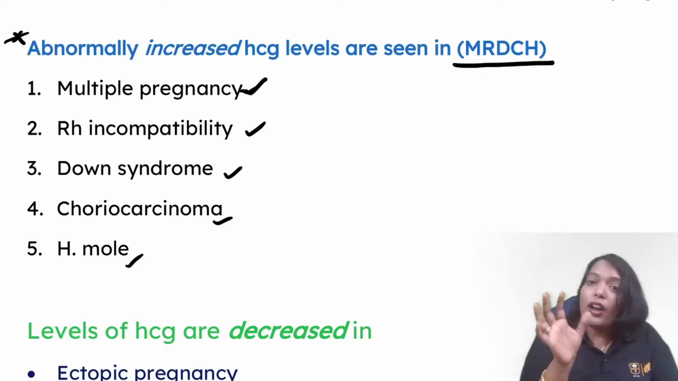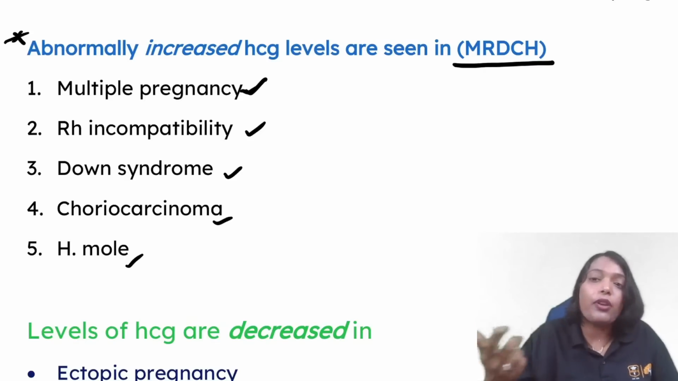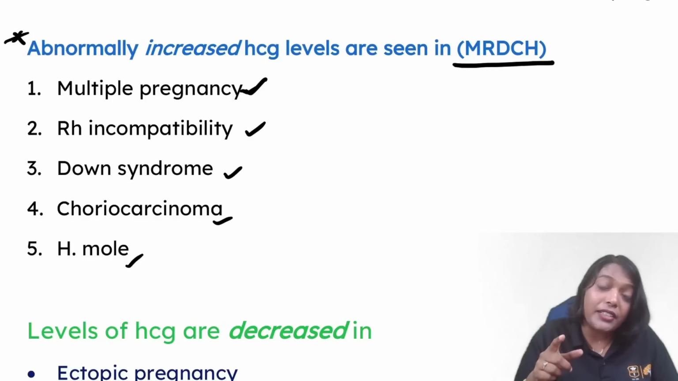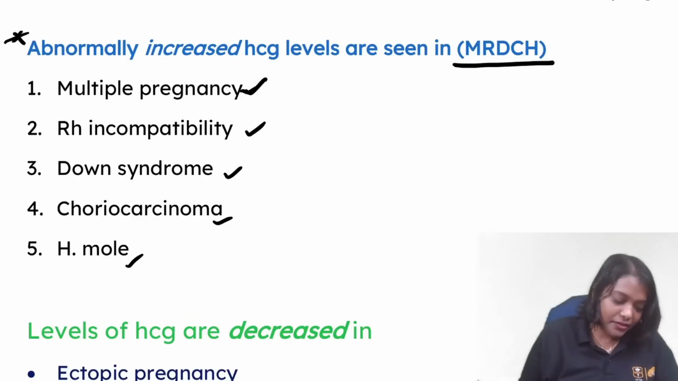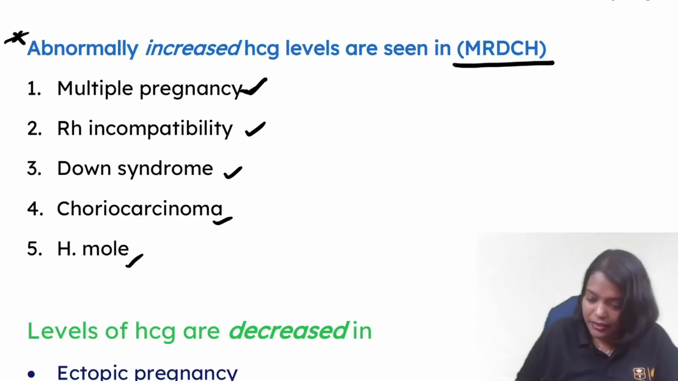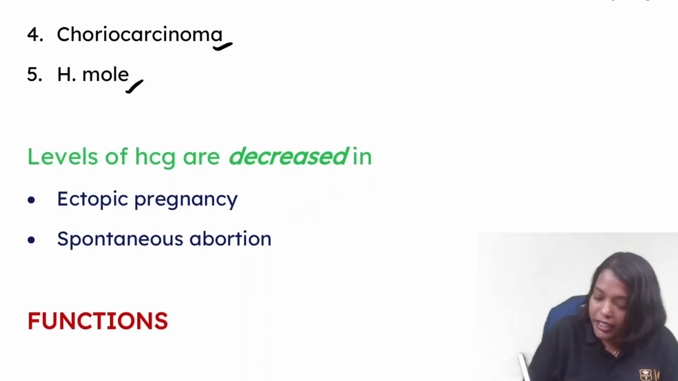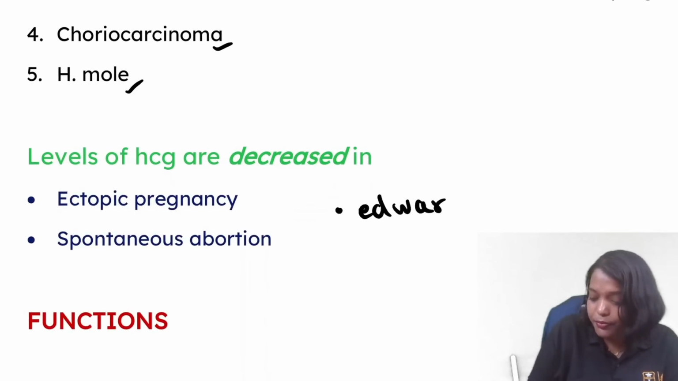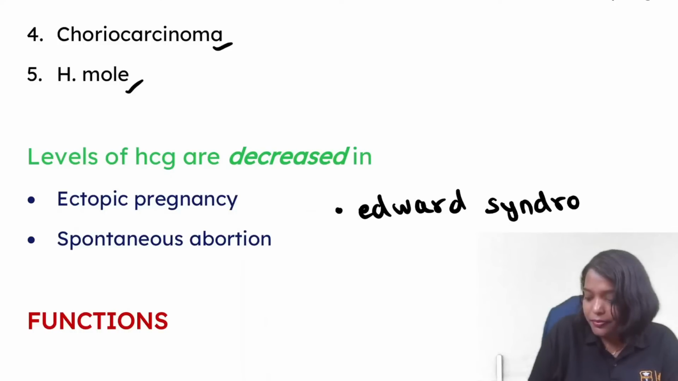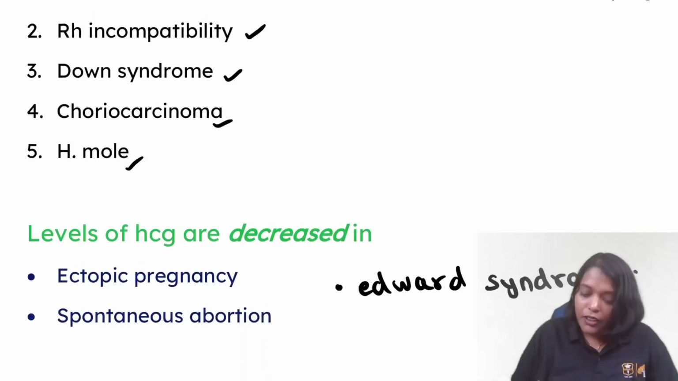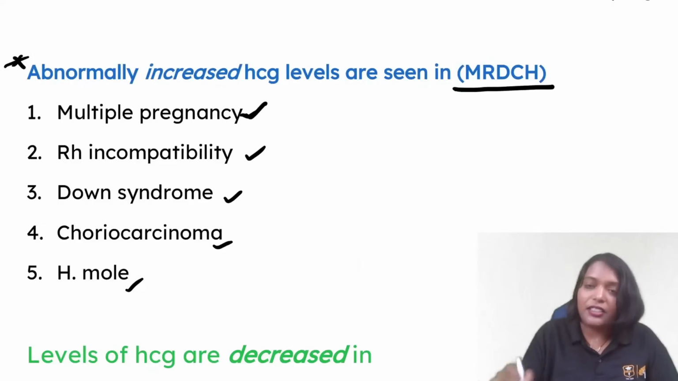In ectopic pregnancy, the concept here is you should have a large placenta, then you'll have more HCG. Will you have a good placenta in ectopic? No. So in ectopic, levels of beta HCG will be less. Levels of HCG are decreased in ectopic pregnancy, spontaneous abortion and Edwards syndrome. So Pagal pediatrician, mentally retarded DCH: M multiple pregnancy, R RH isoimmunization, D Down syndrome, C choriocarcinoma, H hydatidiform mole.